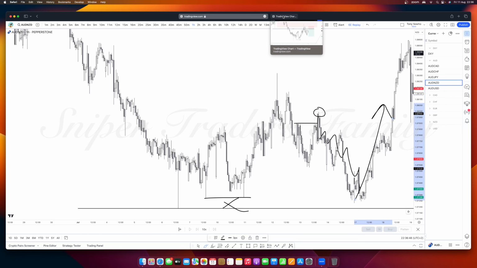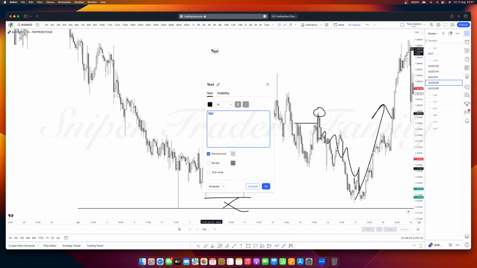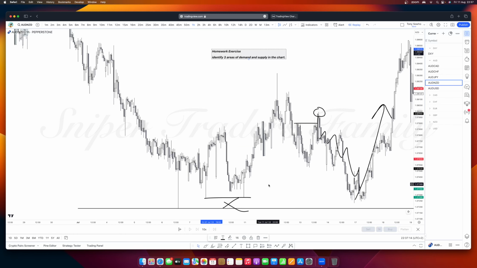That's it. So now a quick homework exercise for you, this is your homework exercise. Okay, identify 3 areas of demand and supply in the charts. That's it. Identify 3 areas of demand and supply in the charts.